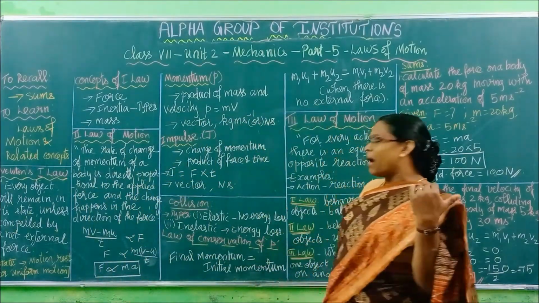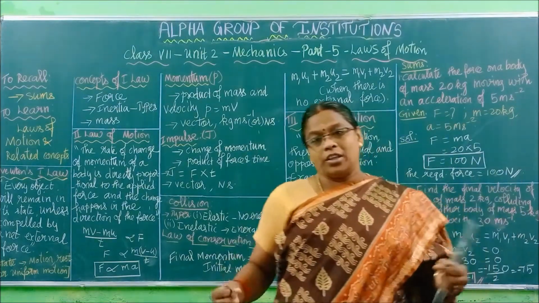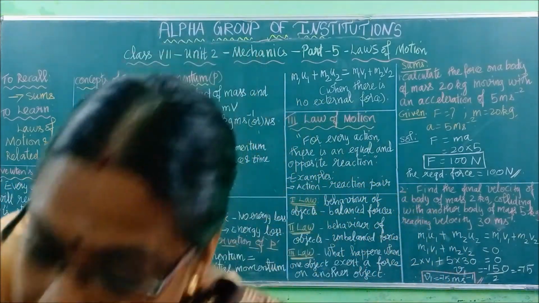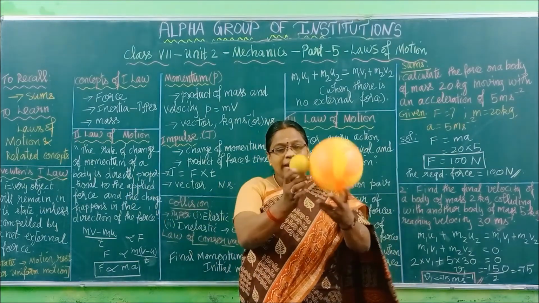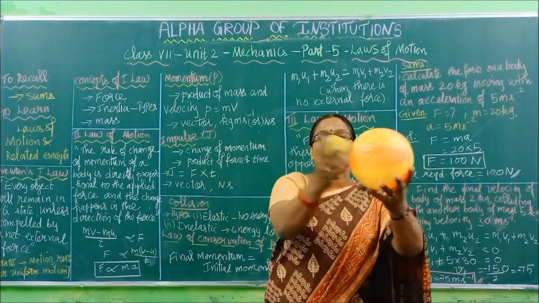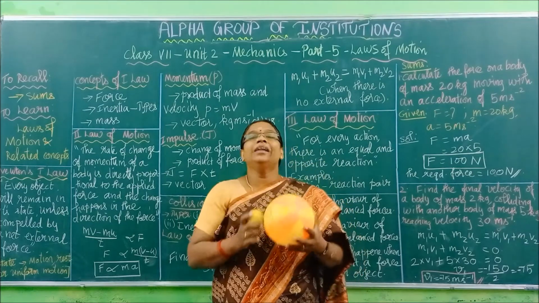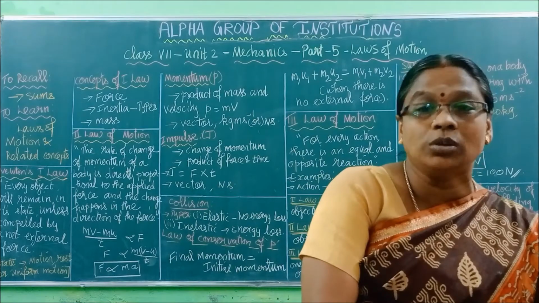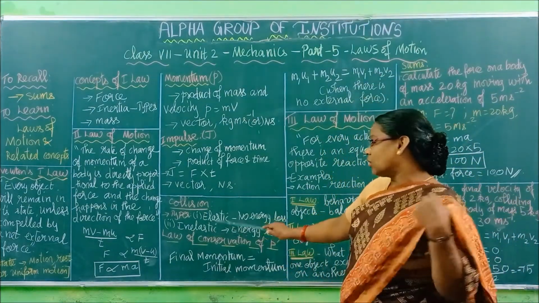Alright. Now we have to know about collision. Collision means what? Hitting of bodies. Right? If two bodies hit each other, for example, I have two balls here. When two balls collide with each other, some impact will be created here. That impact is called collision. So this collision is of two types, children. They are elastic collision and inelastic collision.